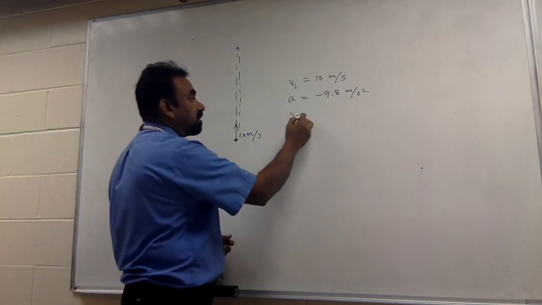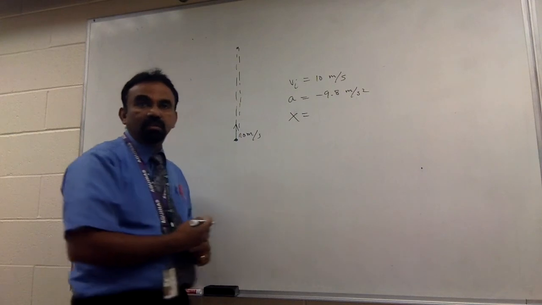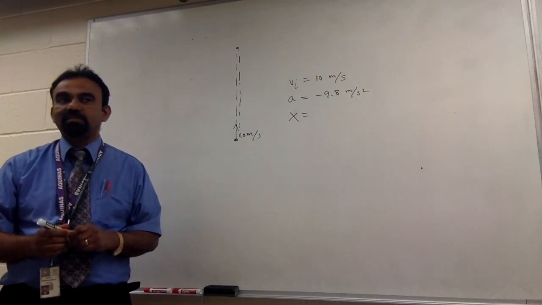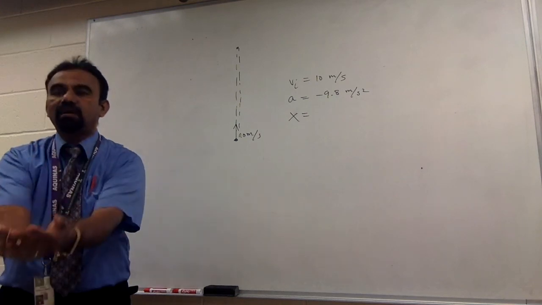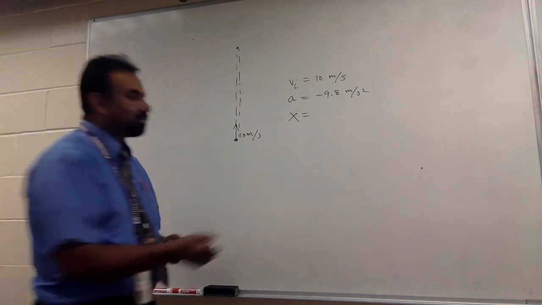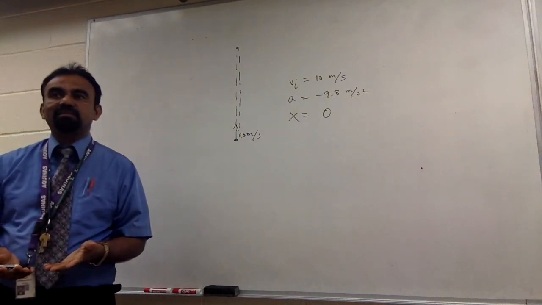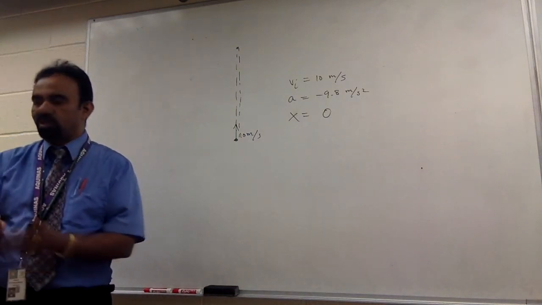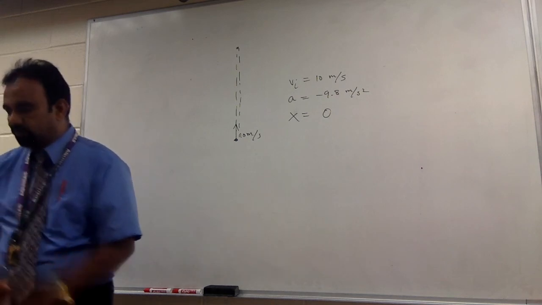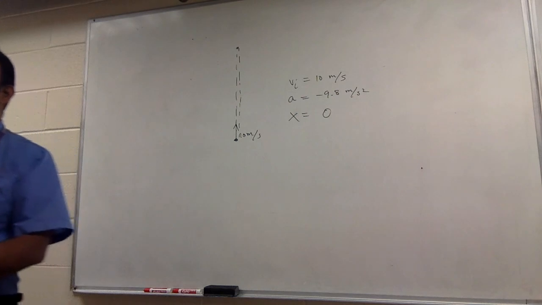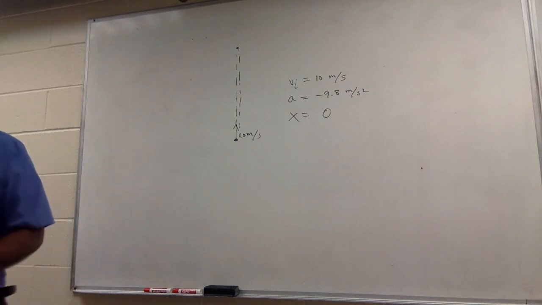Do you know the displacement? Do you know the total displacement? I know, it's 0. Because it went up and came back to my hands. So it's not displaced at all. It was here and it's here. So the total displacement is 0.